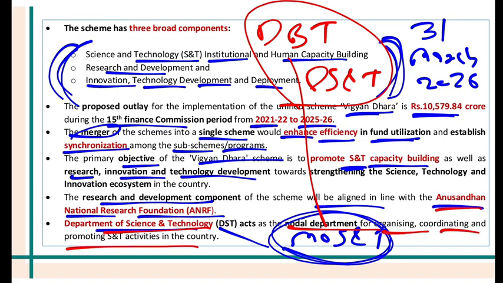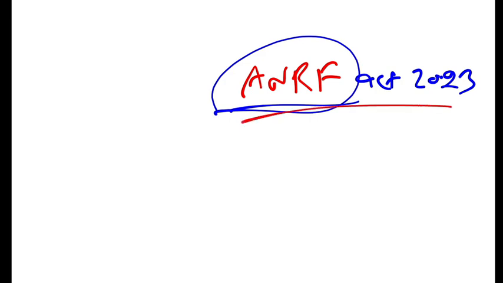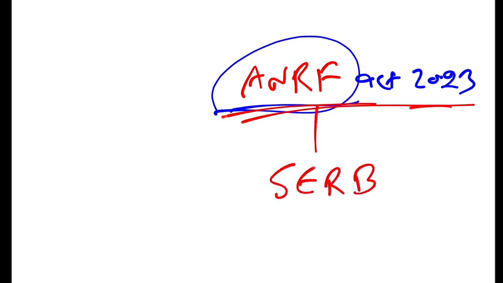Now, what is the Anusandhan National Research Foundation? Very good question. ANRF, Anusandhan National Research Foundation, is a foundation that has been created according to the provisions of the ANRF Act of 2023. So it has been very recently created. In fact, it has been created this year only. It will replace the Science and Engineering Research Board that was created by an act of parliament in 2008.